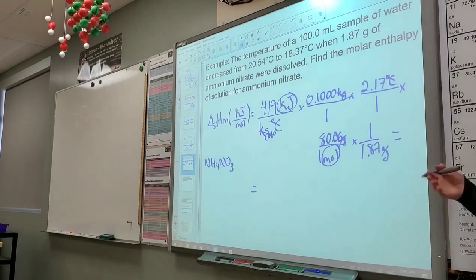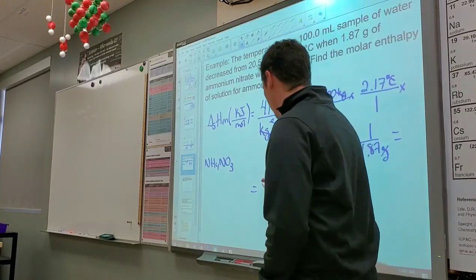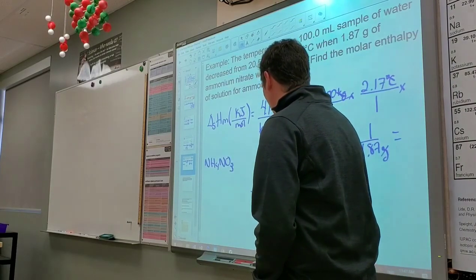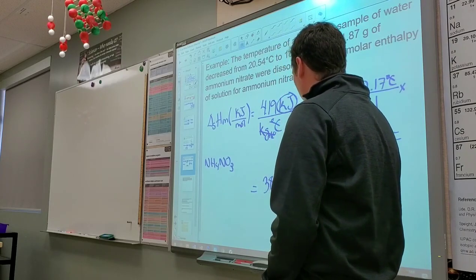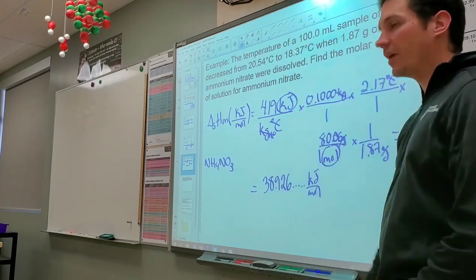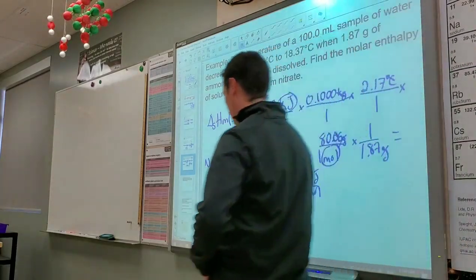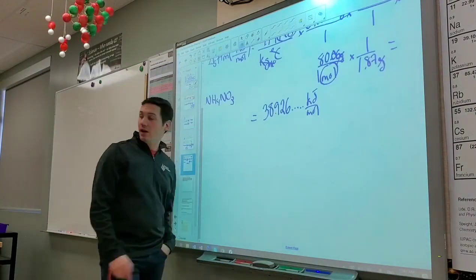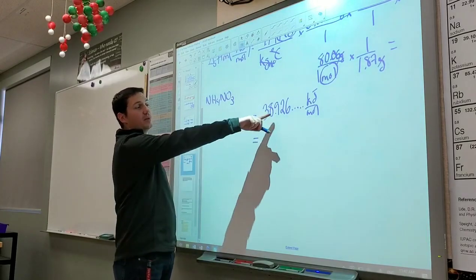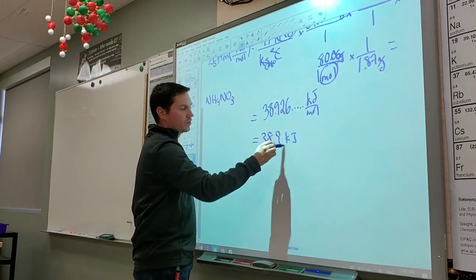Once somebody calculates an answer for me, just give it to me later. 38.926, and so on, kilojoules per mole. How many things are wrong with this answer? Only one? Two? It should be 3 digits, right? 38.9 kilojoules per mole.